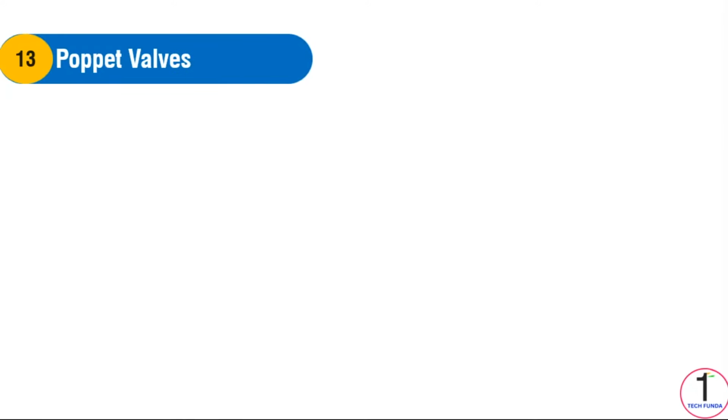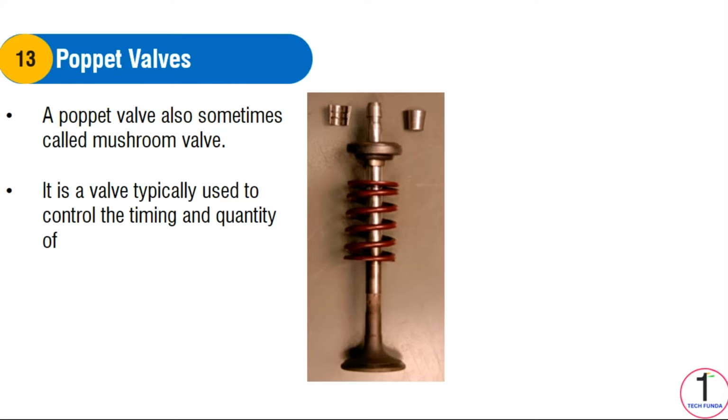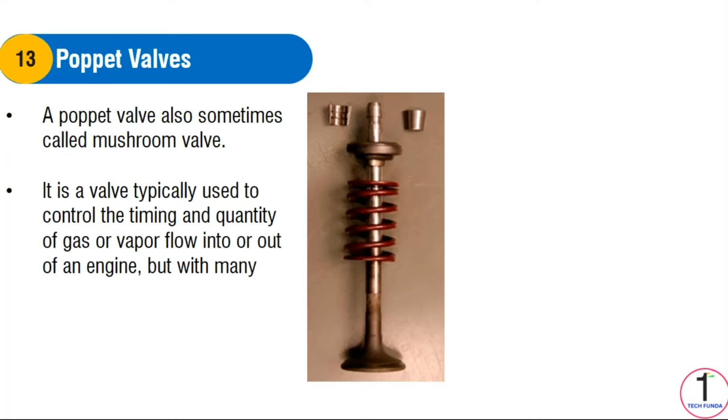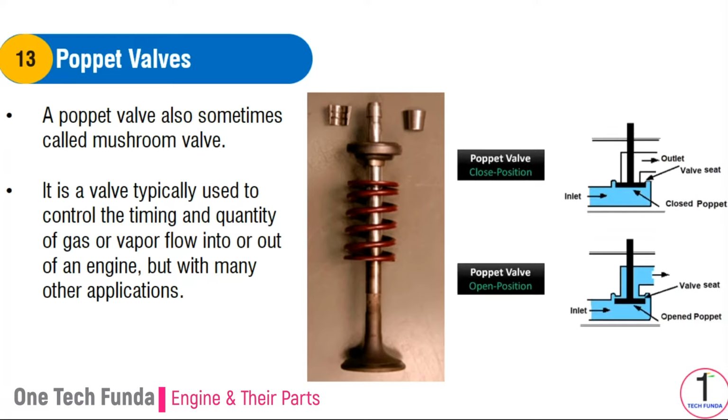Poppet valves. A poppet valve, also sometimes called a mushroom valve, is a valve typically used to control the timing and quantity of gas or vapor flow into or out of an engine, but with many other applications. A pressure differential on either side of the valve can assist or impair its performance. In exhaust applications, higher pressure against the valve helps to seal it, and in intake applications lower pressure helps open it.